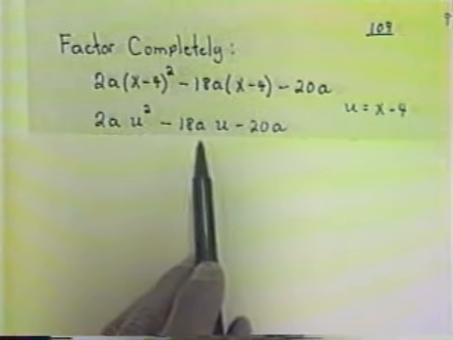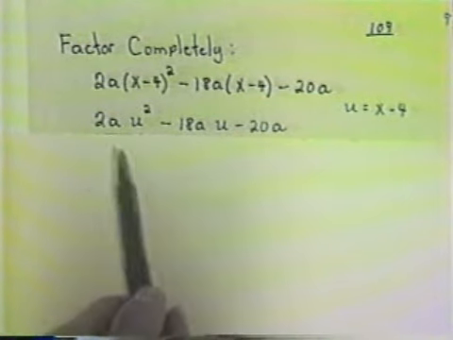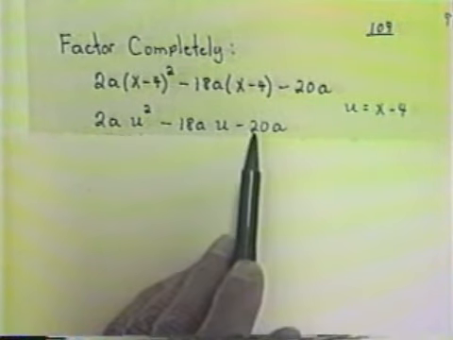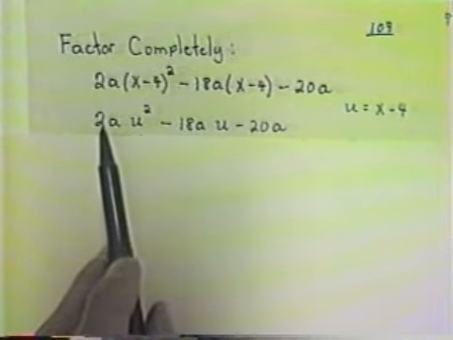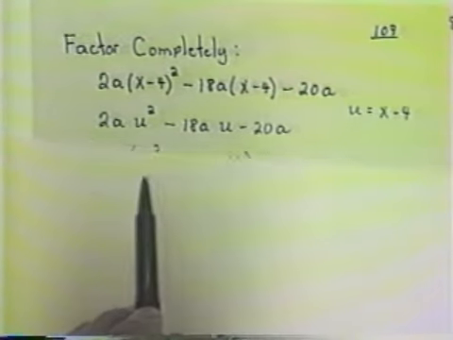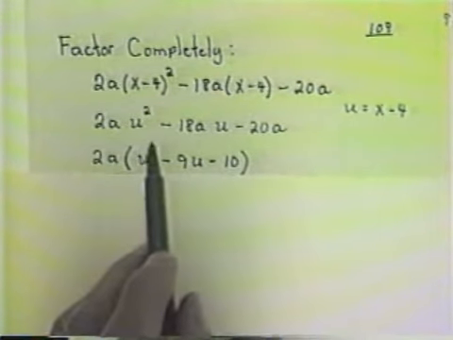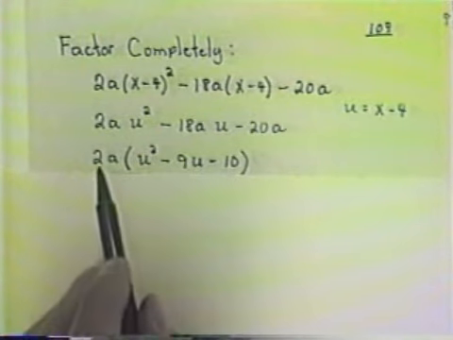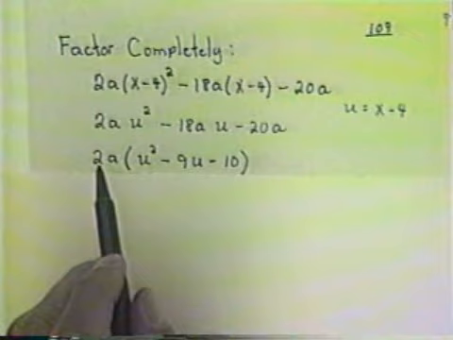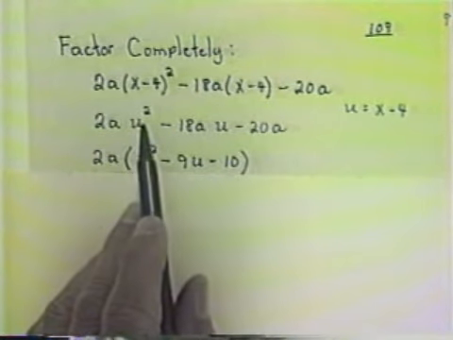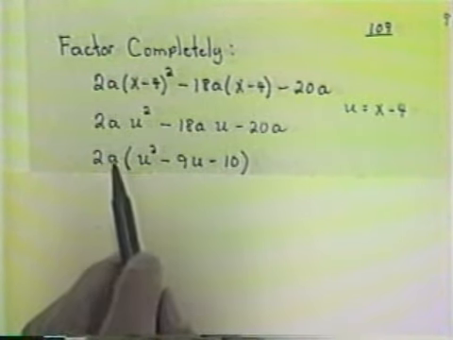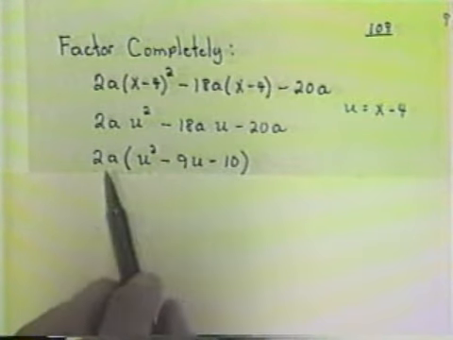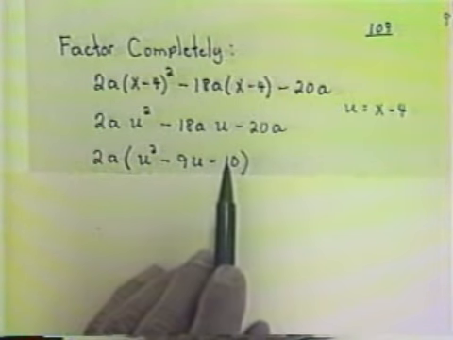Now what I want to do is to identify a common factor. I want to pick the largest number that would divide into all coefficients. The largest number that would divide 2, 18, and 20 is the 2. Also notice that all three of them have the common factor of a. So I'm going to divide out the 2a. If I divide 2a into 2au squared, I get u squared. 2a into a negative 18au is a negative 9u. And 2a into a negative 20a is a negative 10.